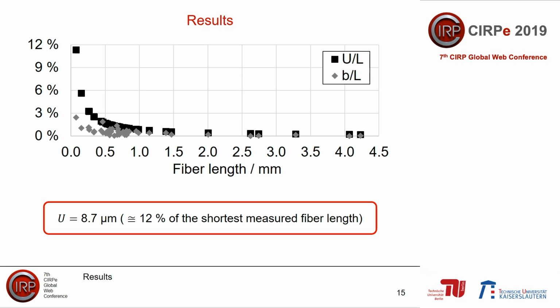This diagram shows the ratio between the measurement uncertainty and the measured length. It can be observed that the maximum ratio is slightly below 12% for the shortest measured fiber. It is also shown the ratio between the average systematic error, namely B, and the measured length, whose maximum is equal to 2.4% for the shortest measured fiber.